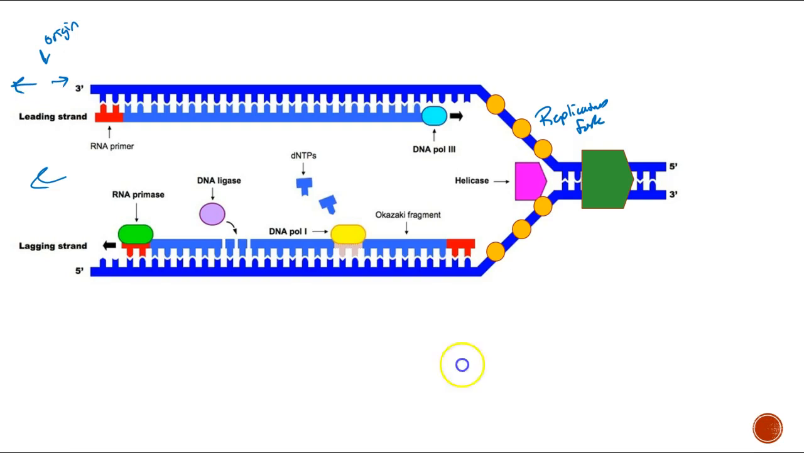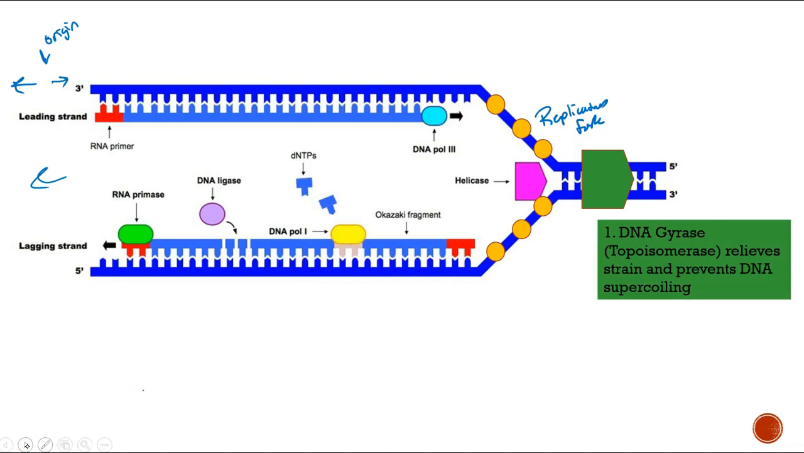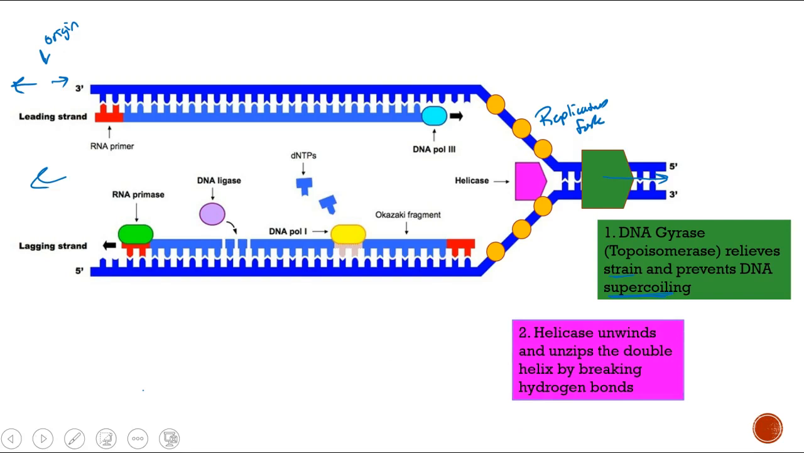And so the first thing that has to happen is, you guessed it, the DNA gyrase, which is green in this case, is moving down this strand of DNA, and it is relieving the strain, and it is relieving the supercoiling. It is uncoiling the DNA as it goes. The next step is the helicase. That helicase, which is here in pink, is traveling right behind the gyrase, and its job is to break the hydrogen bonds, which is critical to actually open up the DNA double helix.